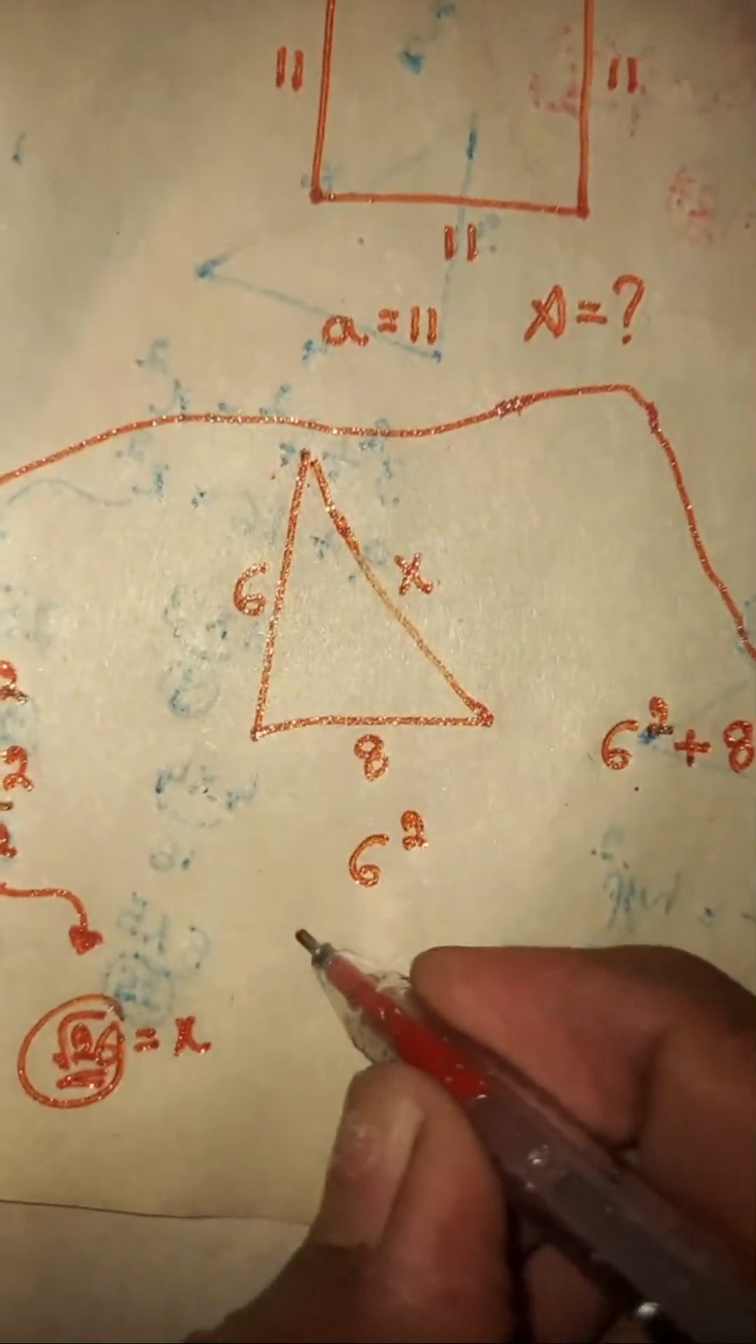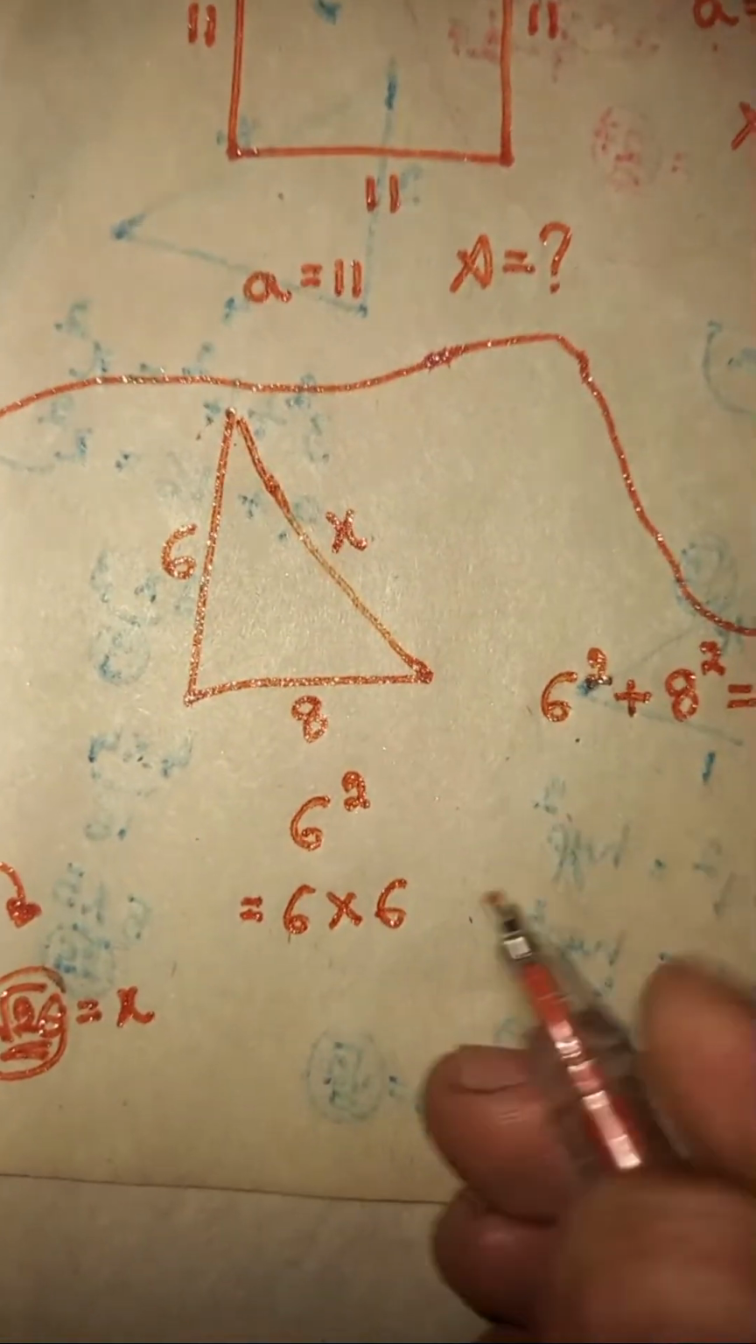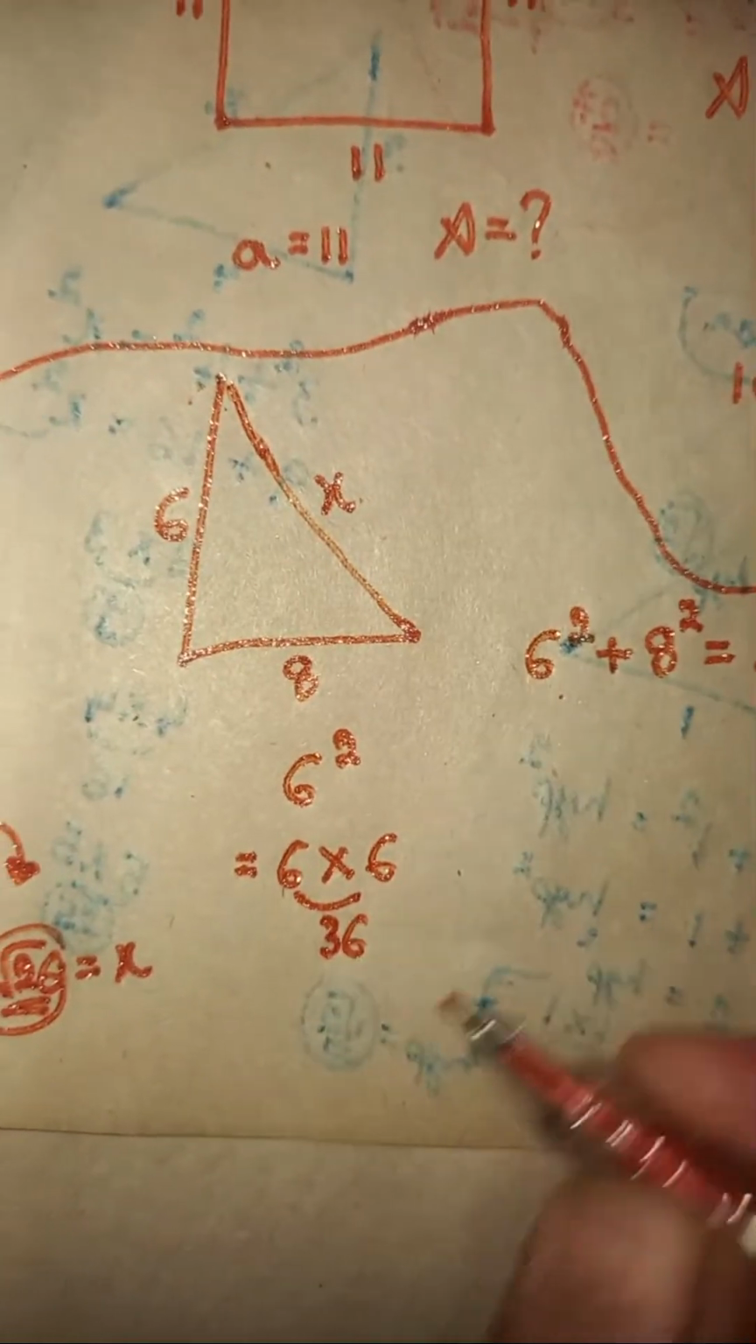6 squared means you can write it as 6 times 6. 6 times 6 is 36.